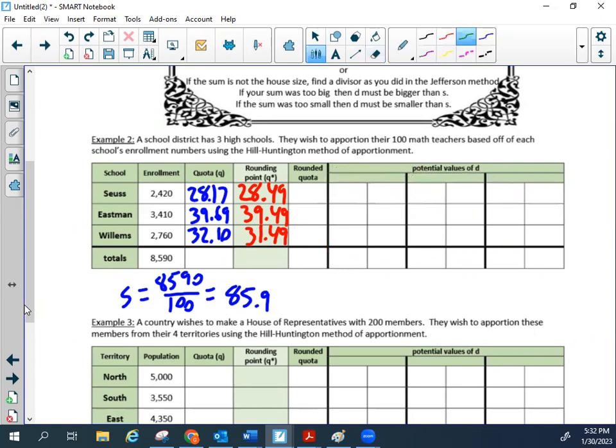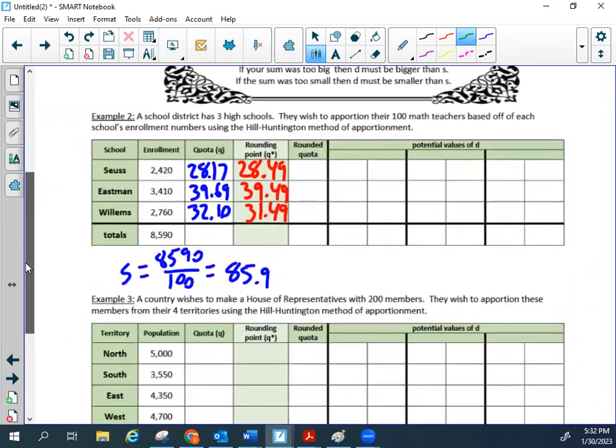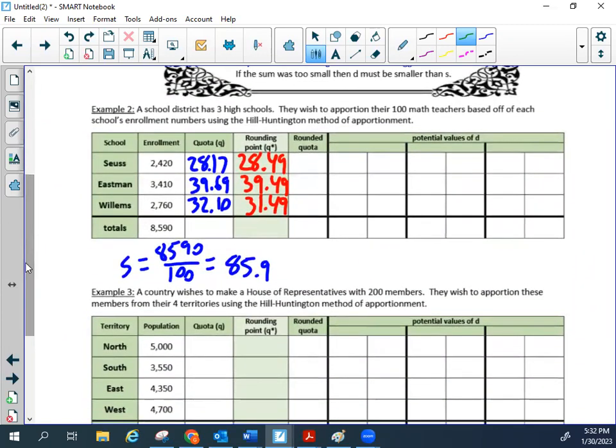And so here's how we round. We're not going to do a true round of 0.5 goes up, 0.49 goes down. We're going to look at the quota, and we're going to look at the rounding point. If you're following along in your notes, this is step two. If the quota is bigger, we round up. If the rounding point is bigger, we round down.